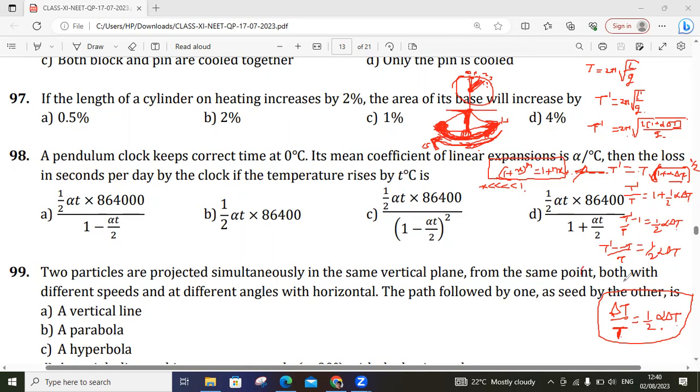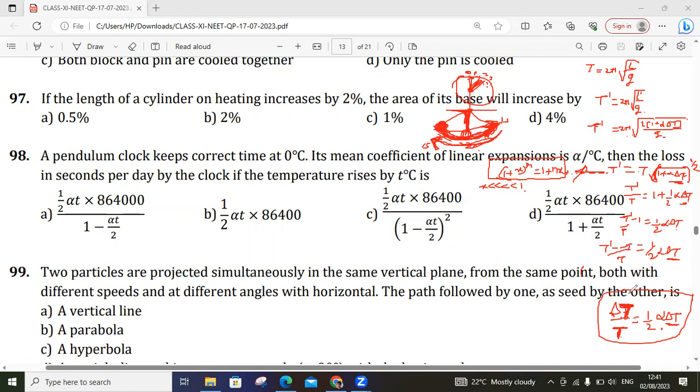Otherwise, in contrast to this, when you reduce the temperature, its length will reduce. Basically, when delta t is negative, this delta t is temperature change, and this is time period change.